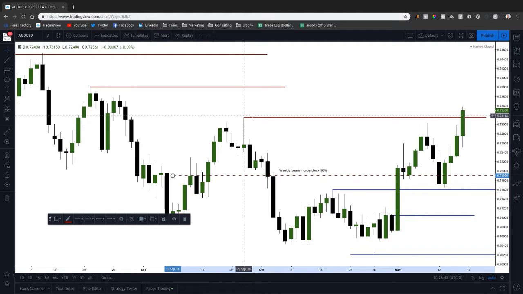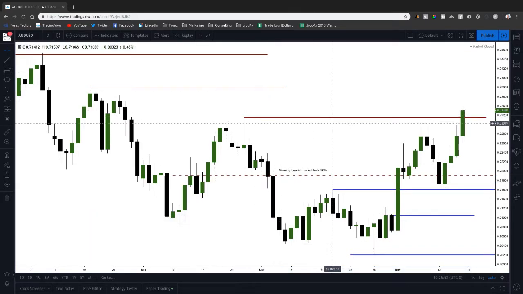So I said if we get back above 73.15, more than likely we'll have to expect higher prices on Australian dollar. Now look at the price action we've got here. Low, high, higher low, higher high.